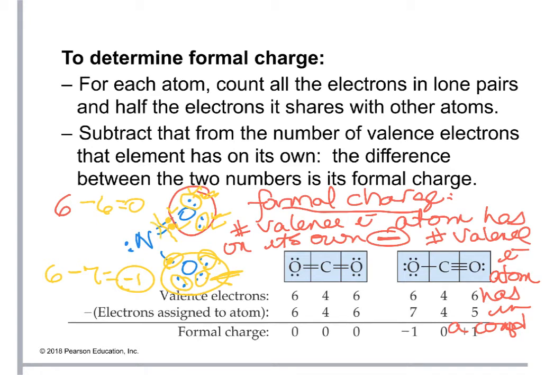Let's do the nitrogen. Nitrogen is in group 5A. As an atom on its own, it has 5 valence electrons. How many valence electrons does it have in this compound? Well, it gets both of these for the lone pair, and then it gets 1 electron from each bond. And there are 1, 2, 3 bonds. So it has these 2 plus 3 more, so 5. All right, so nitrogen also has a 0 formal charge.